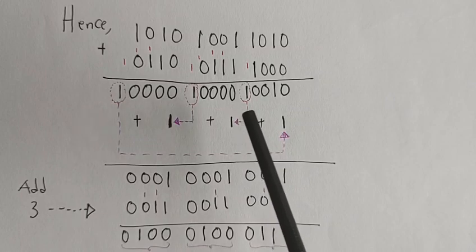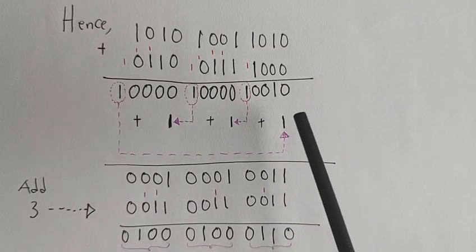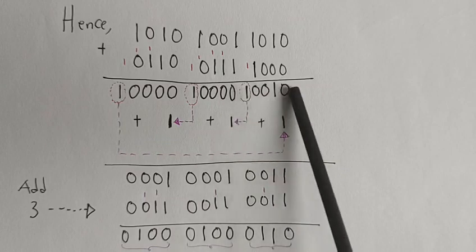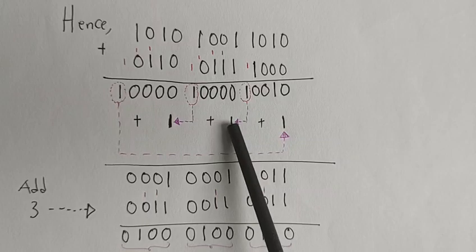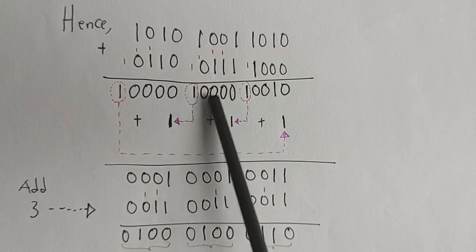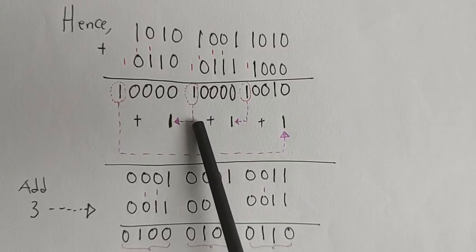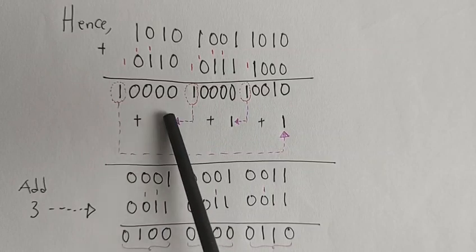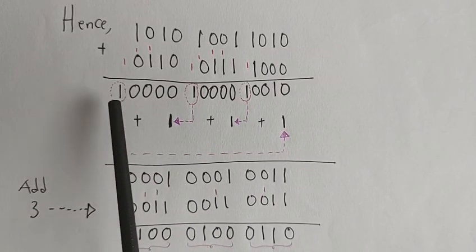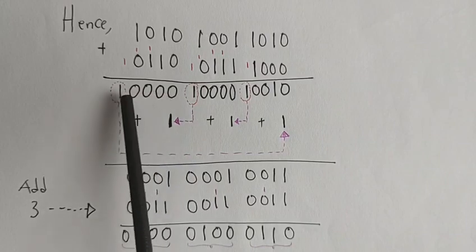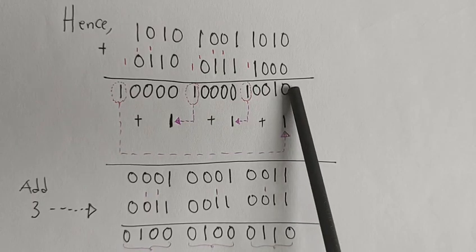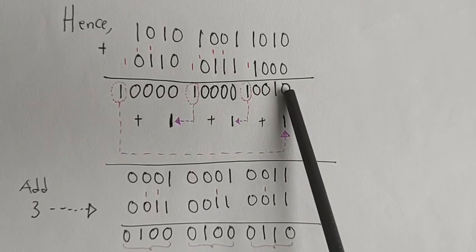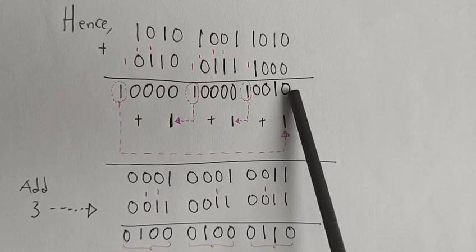So the rule says if carry is generated, we need to shift it to the next bit. So in this case, the carry generated in this segment of the bit, we need to shift it to this other segment of the bit. So we have carry shifted to this other segment of the bit. In this particular segment of the bit, we have carry generated, so we need to shift it to this other segment of the bit. Now we have the end around carry. So the carry generated in this segment of the bit, we need to shift it to this other segment of the bit. So we call it the end around carry. So it's added to this part.